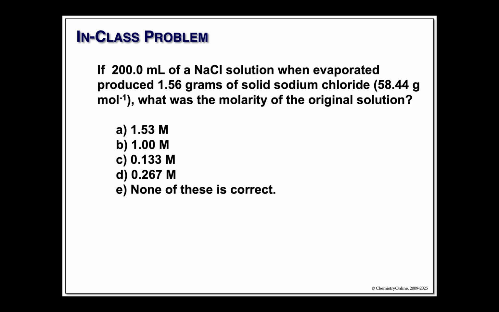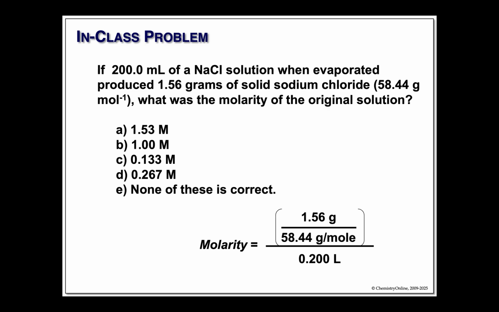And our last one. 200 mils of sodium chloride. When we evaporate it, we get out 1.56 grams of sodium chloride. What was the molarity of what we started with? Again, molarity is simply going to be the moles of sodium chloride divided by our initial volume in liters. Moles of sodium chloride is simply mass over molar mass. 1.56 divided by 58 divided by 0.2, 1.33 molar. Any questions?